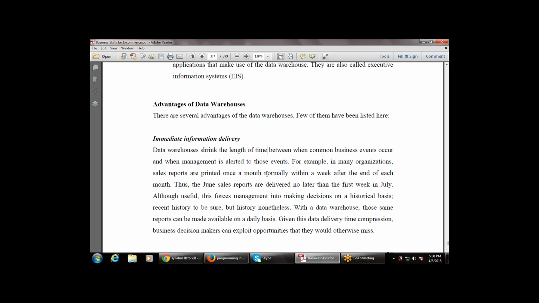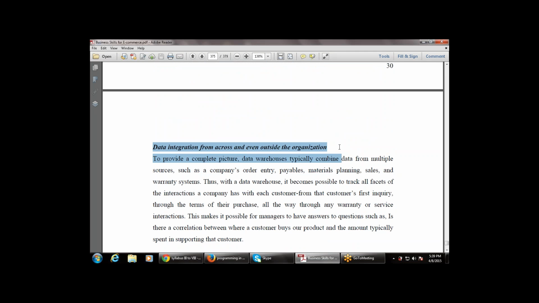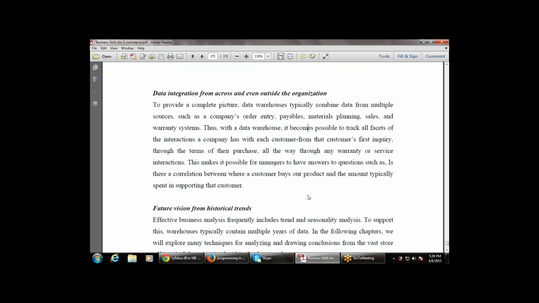So it depends, but there is immediate information that is used. The immediate information can be retrieved by the organization for doing the operations. Then data integration from across and even outside the organization.